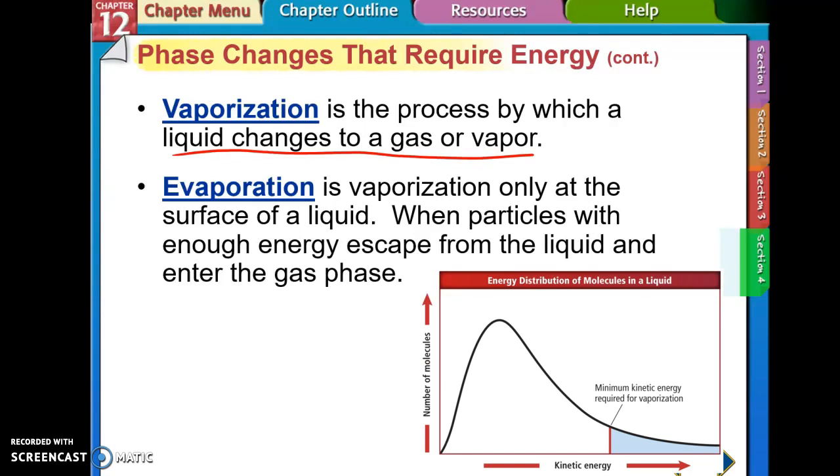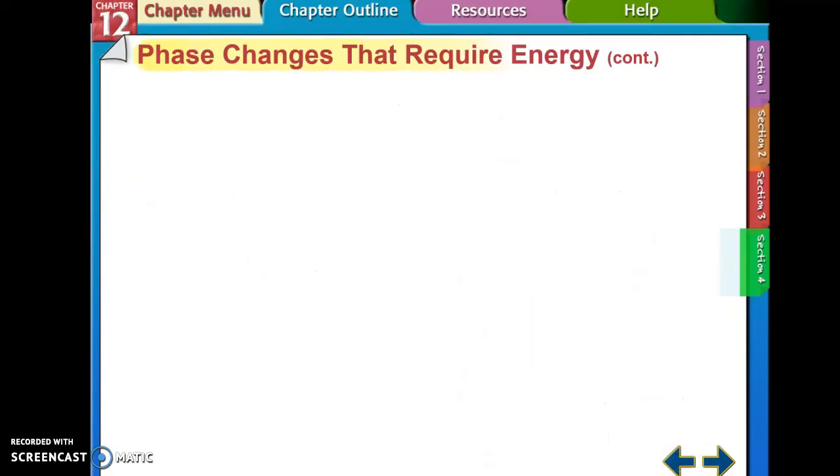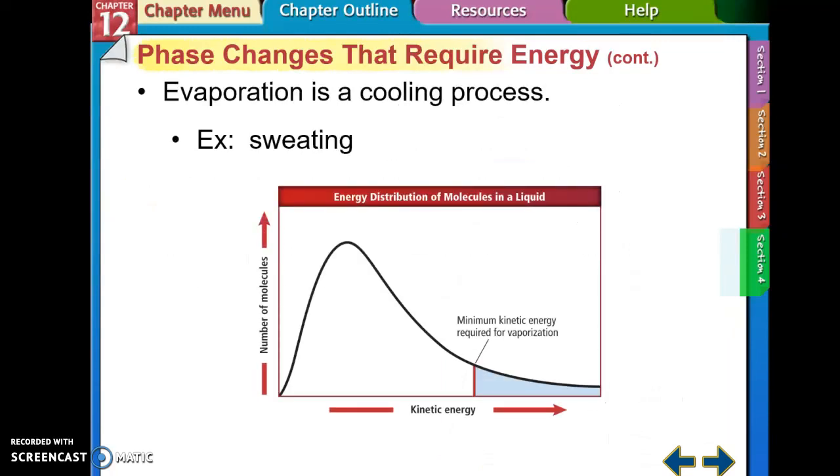Evaporation is a type of vaporization, and it happens only at the surface. Like if you set a cup out on a hot summer day, evaporation would happen at the surface of that liquid. Boiling is different. Evaporation is a cooling process, so your sweat is being evaporated off of your body.